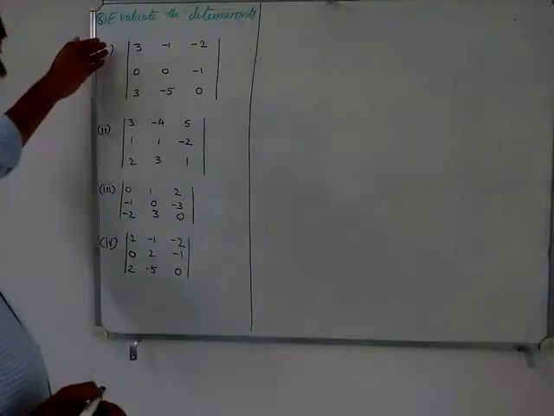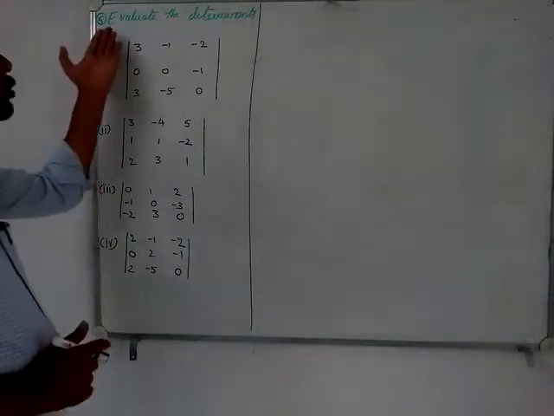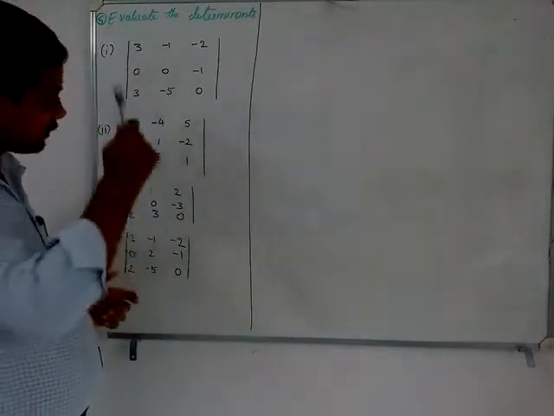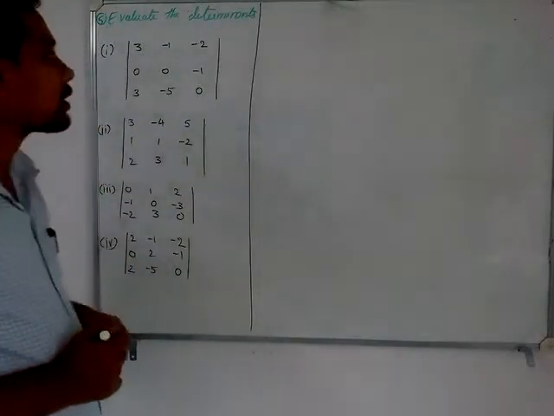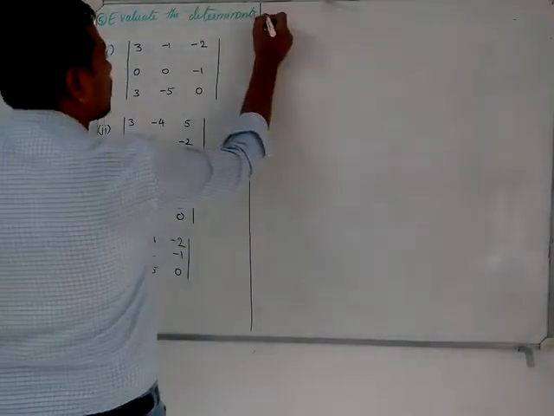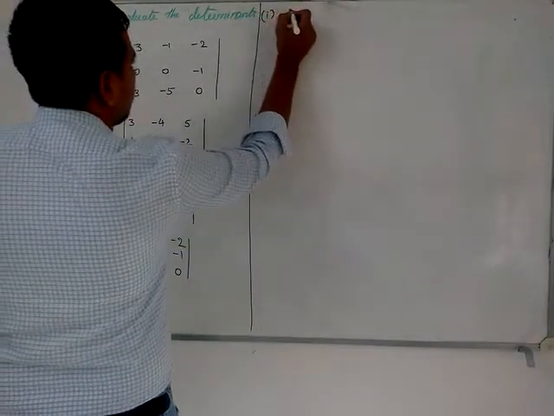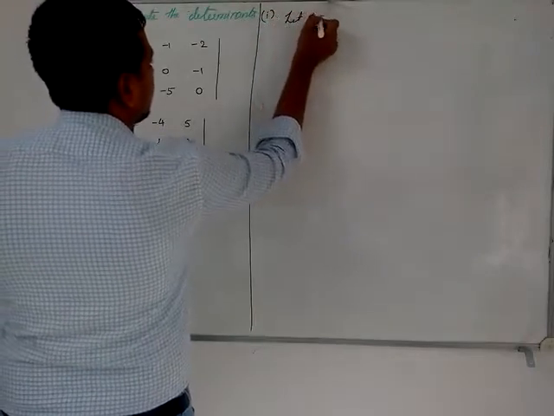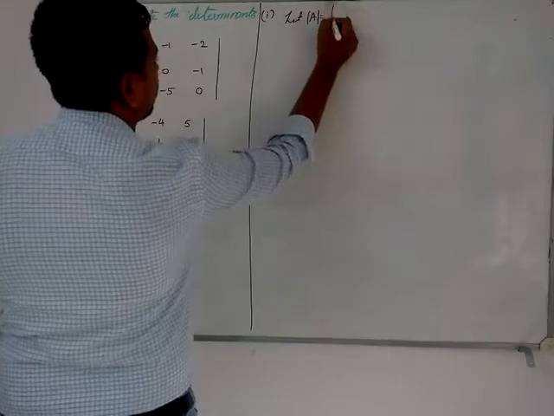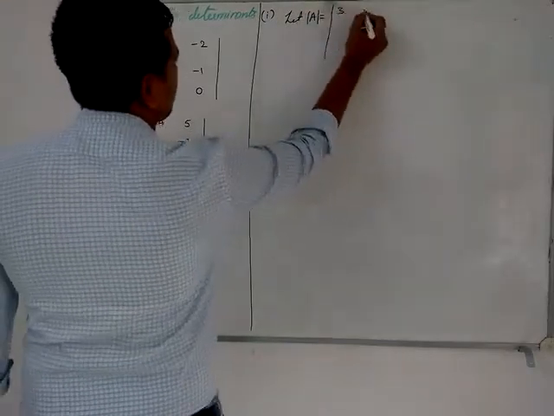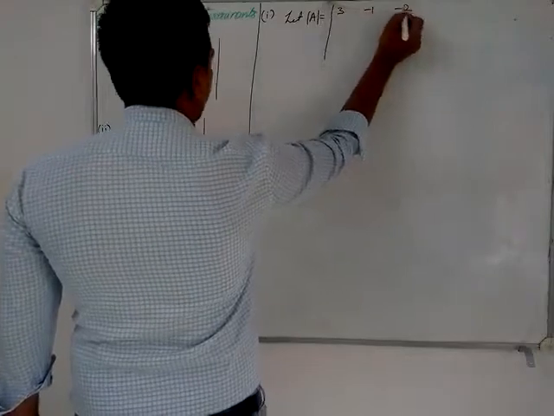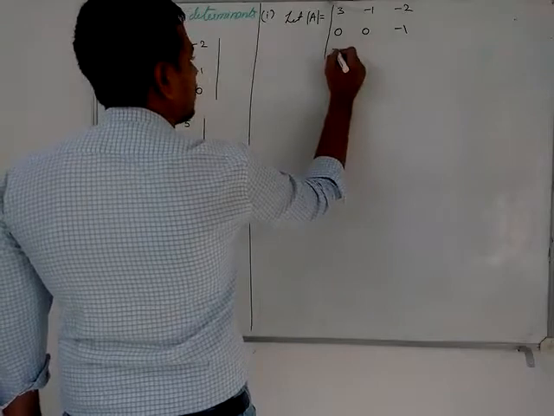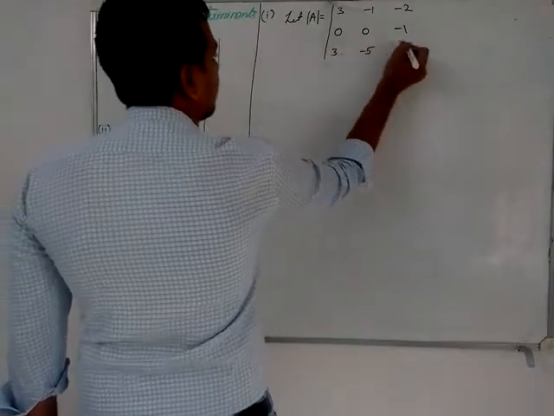What is fifth? It has 4 sub questions. Evaluate the determinant. We need to find the value of these 4 determinants. Let's try them one by one. What is the first one? Let determinant A be equal to 3, minus 1, minus 2, 0, 0, minus 1, 3, minus 5, 0.